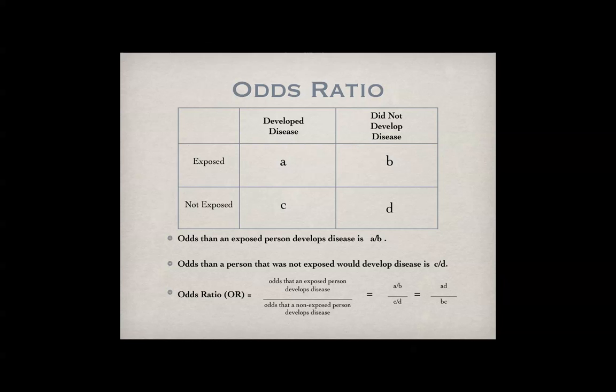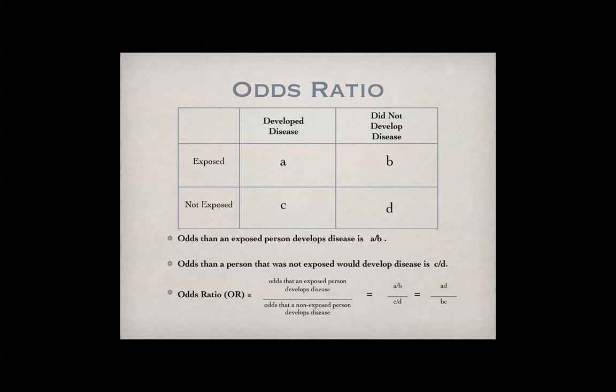And again, our 2x2 box, we can't get away from this thing, right? So the odds that an exposed person develops a disease is A divided by B. Okay, so that should make sense. A, people that were exposed and developed the disease, divided by B, people that were exposed and did not develop the disease. If you remember in the relative risk, we used as the denominator the total number of people that were exposed. In this case, we're not using that total. It's just simply A divided by B.